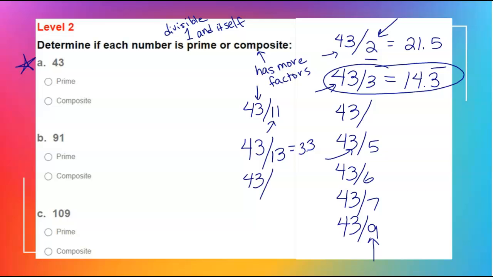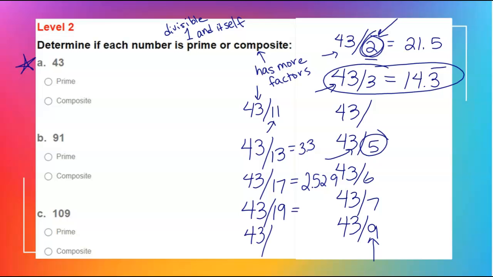43 divided by 14, waste of time. 14's even. Divide by 15, waste of time because 5 did not go into it. That means 15 won't. Divide by 16, waste of time, even. 17 is prime, so that's definitely worth it. If I divide by 17, I get 2.529, and it keeps going. So 17 is not a factor. 18 is a waste of time. 19 does not work. 43 divided by 20, waste of time. It doesn't end in a 0.